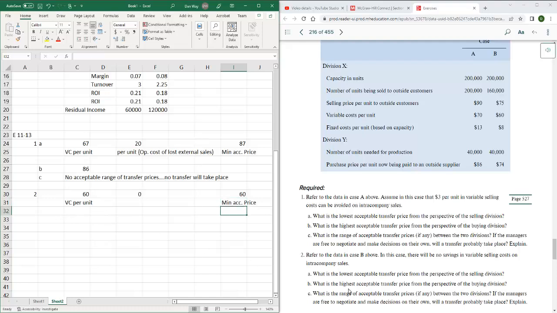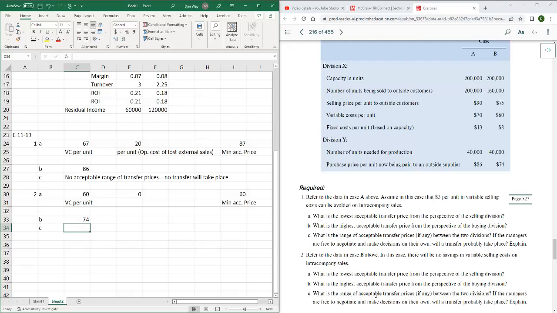The second part said, what's the highest acceptable transfer price from the perspective of the buying division? Again, we're going to key on this purchase price being paid to the outside supplier. Right now, they're paying $74 a unit to get these things. So certainly not going to go higher than that to buy it internally. So now we have a different situation.